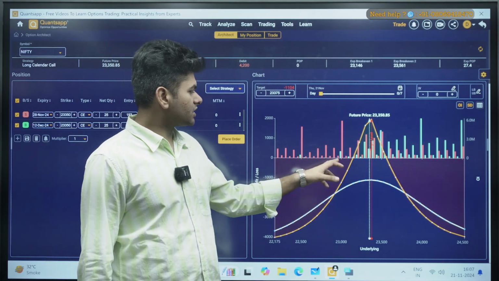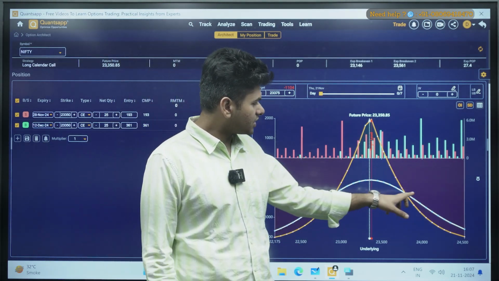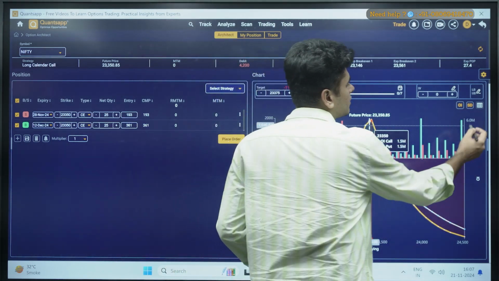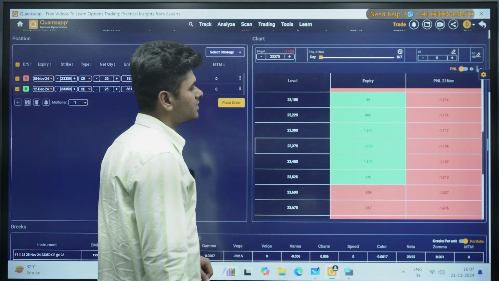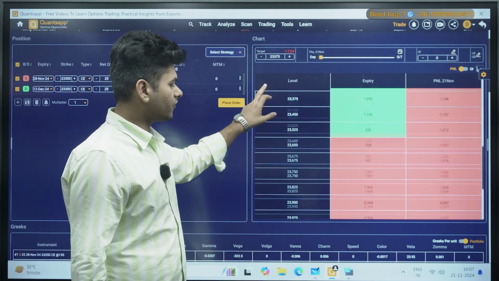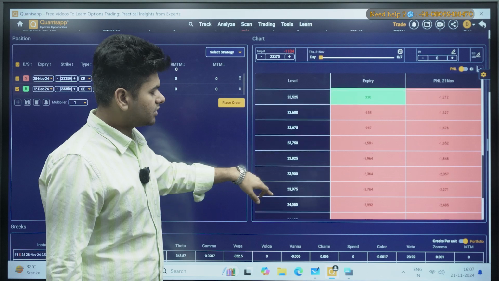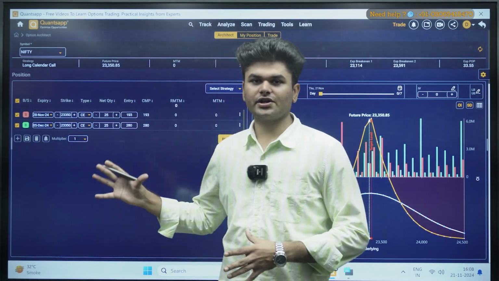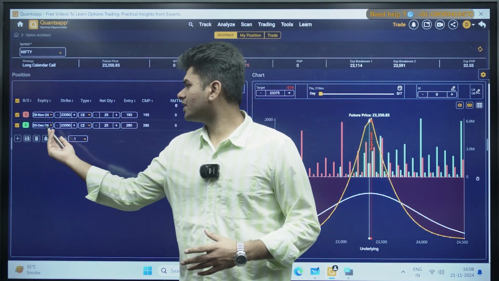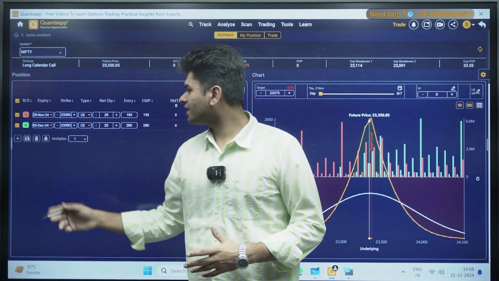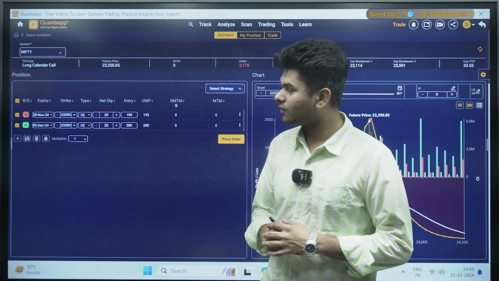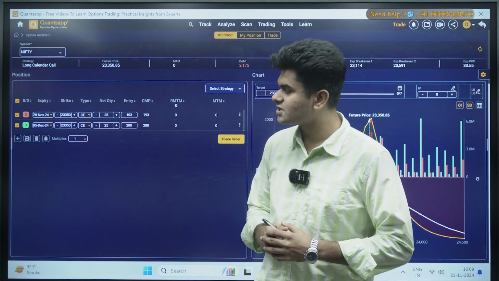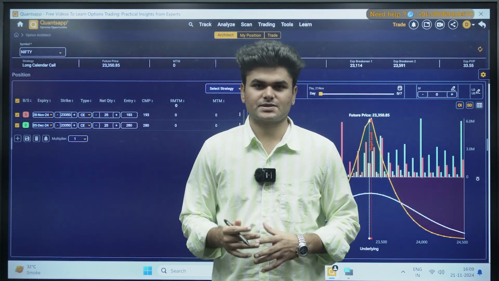This is suggesting that this is the loss area, but if the market is in this range, generally you can make benefits out of it. Somewhere you are having a good profit. As you can see, we have created a long calendar call here in Nifty. What we have done is sold the current expiry's at the money call option, and similarly bought the call option of the next week's expiry.